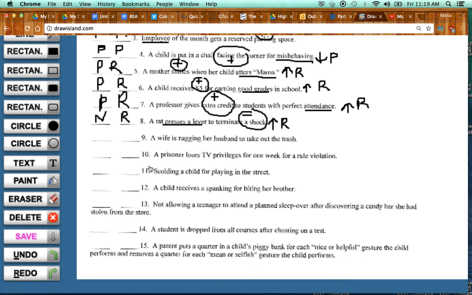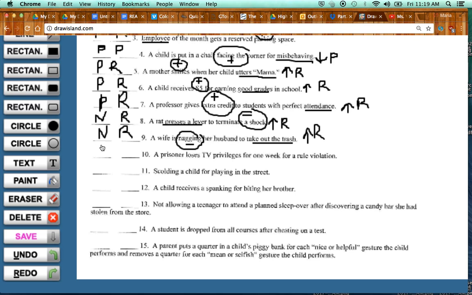All right, number 9. A wife is nagging her husband to take out the trash. We want to increase the behavior of the husband taking out the trash. So we know that to be reinforcement. So when we have the wife that will constantly nag, the husband wants to stop that stimulus because it's aversive. So number 9 would be negative reinforcement.